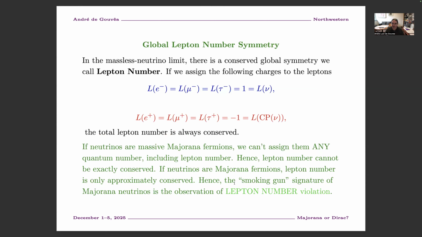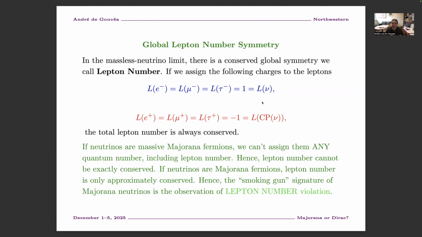Now, the way that we often talk about this is in the language of lepton number. If the neutrinos are massless, I can assign lepton number to the electron, the muon, and the tau, and the neutrino. They have lepton number 1. And the antiparticles, the positron, the mu plus, and the tau plus, and the CP conjugate of the neutrino, they would have a lepton number -1. And as far as we can tell, in nature, all physics processes preserve this lepton number.